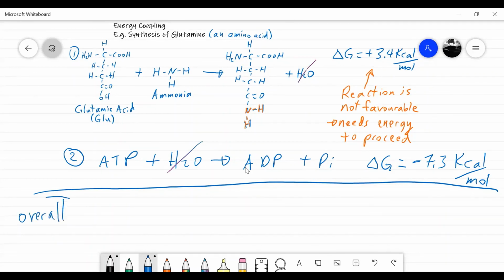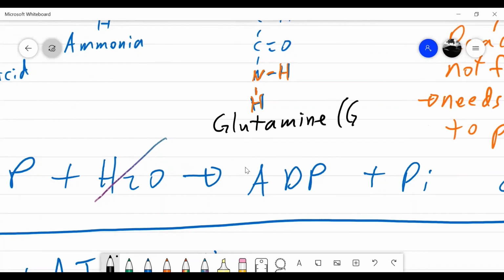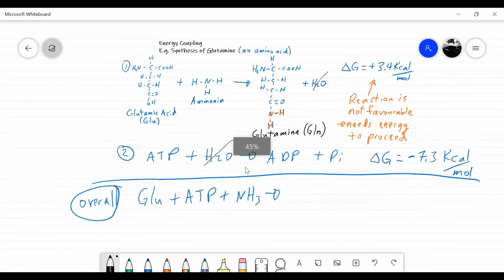So overall, we take glutamic acid plus ATP plus ammonia. Glutamine, by the way, I guess I didn't label that for you. I will label that for you right now. This is glutamine, and the abbreviation for glutamine is GLN. Sorry for cramming it in there. Okay, make that a little bit smaller.